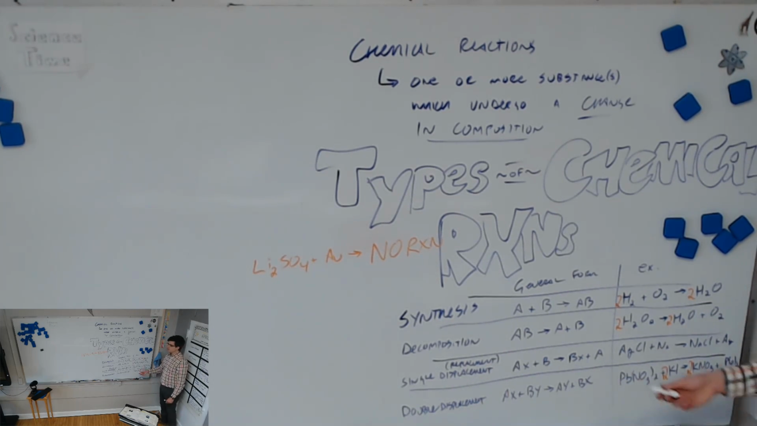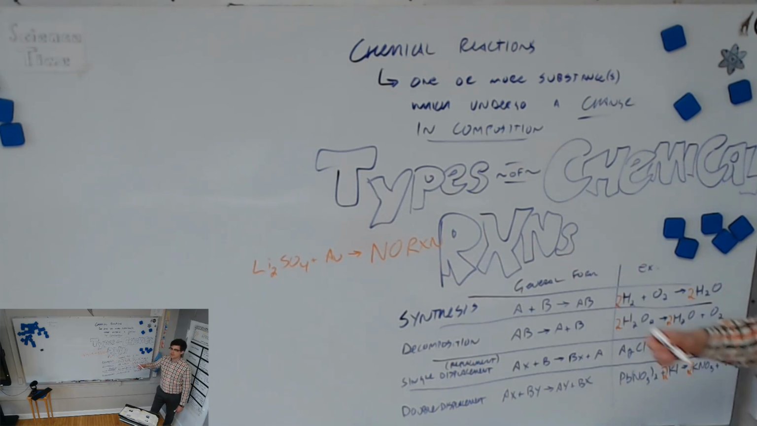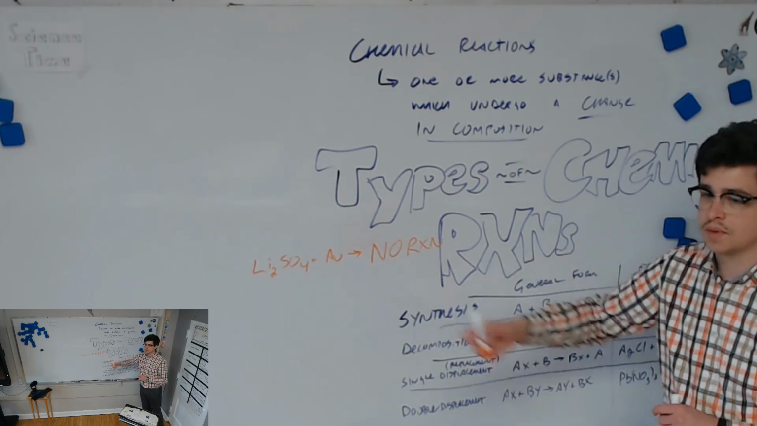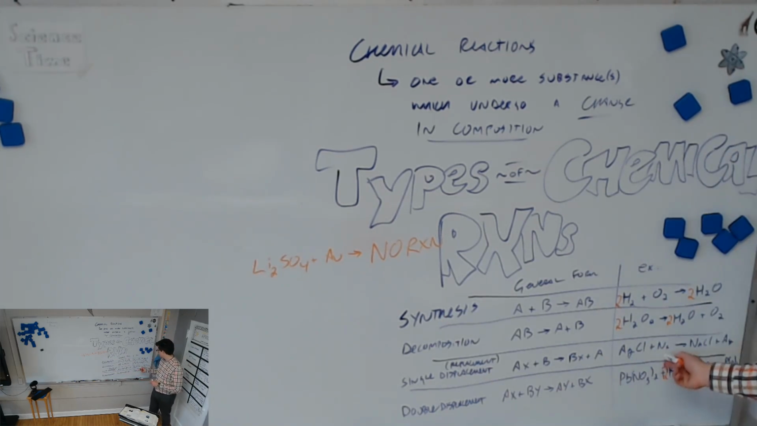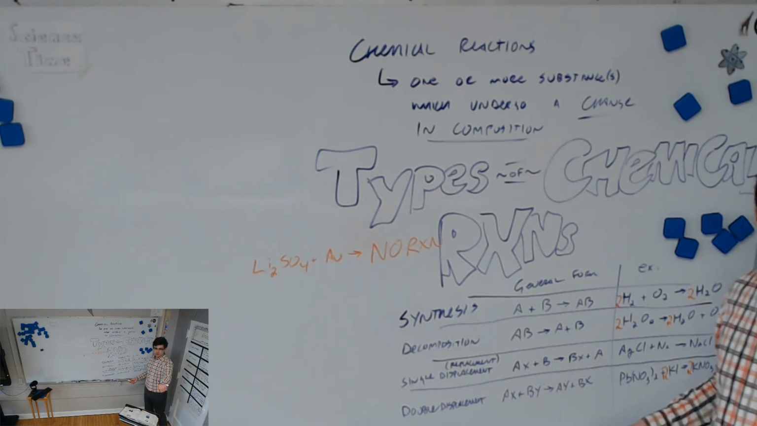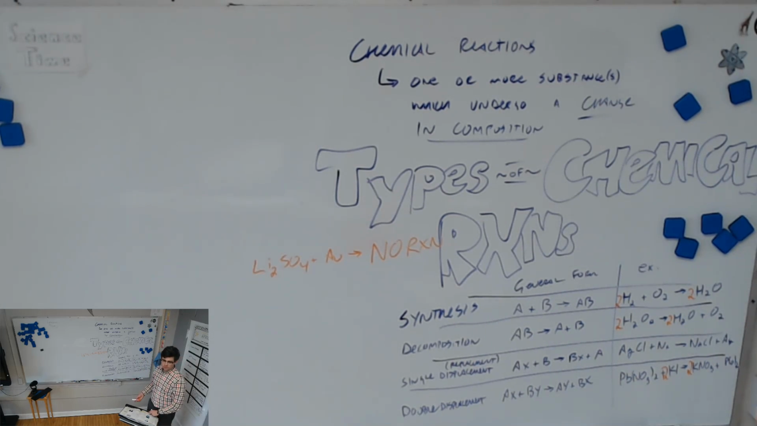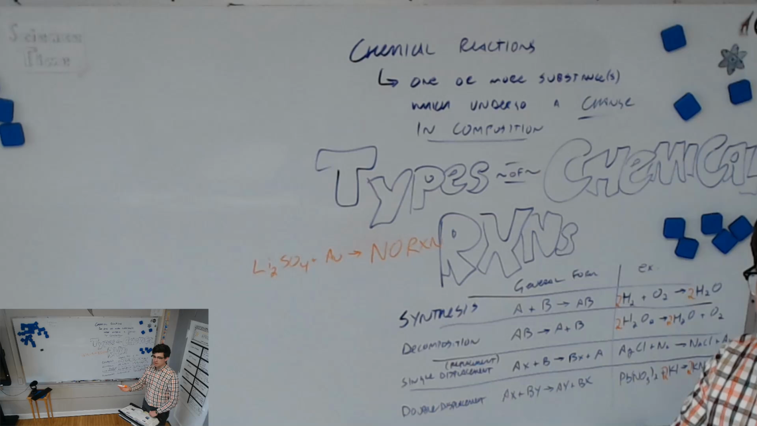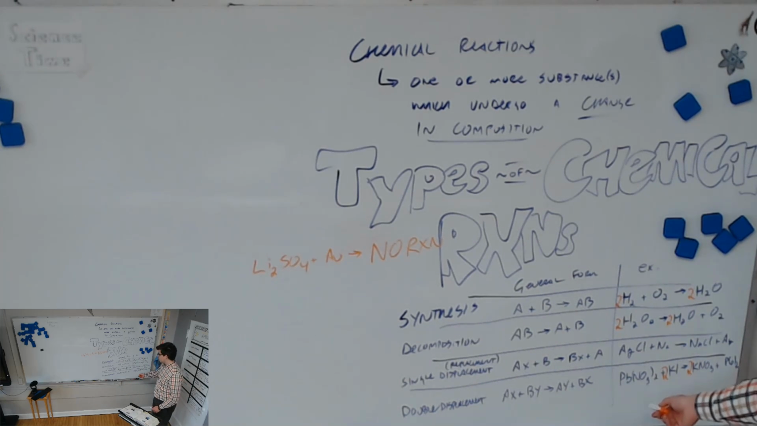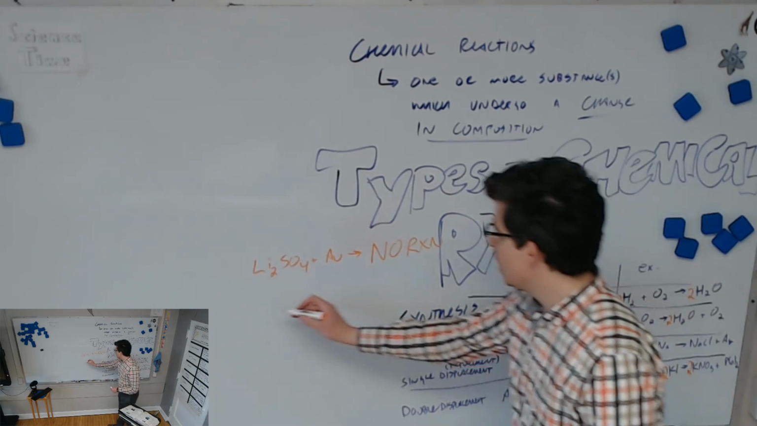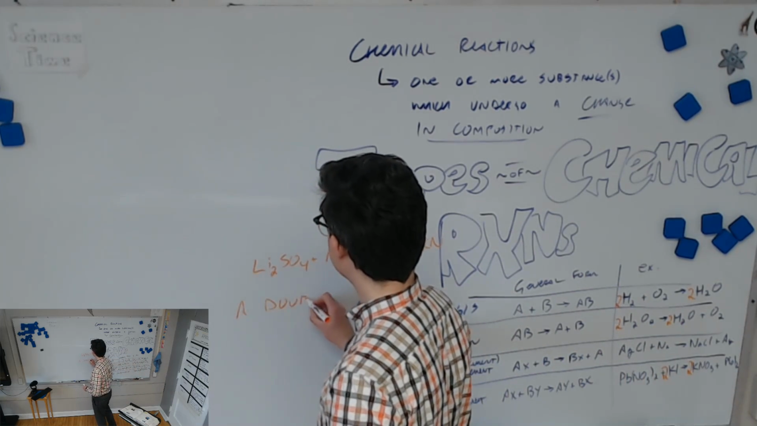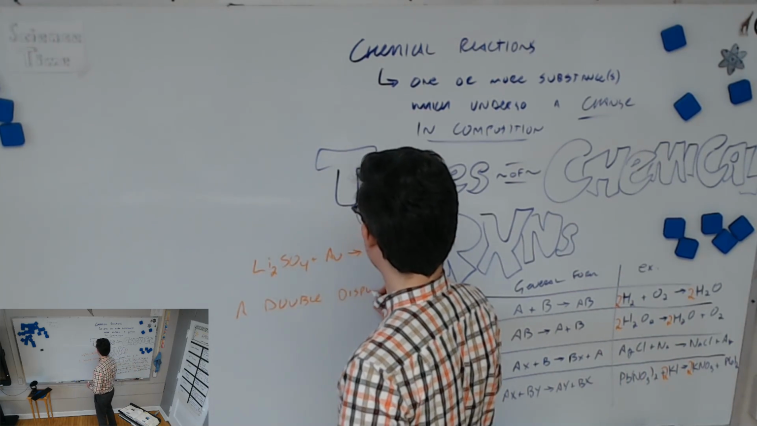So in this one it was fairly easy. How did we tell if a single displacement reaction would occur? We used the activity series. This one didn't occur, but this one did. We use whether the one it was going to replace was lower on the activity series. For the double displacement, there isn't one. A double displacement, write this down somewhere. They swap.